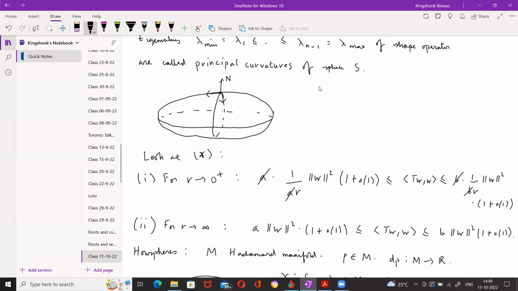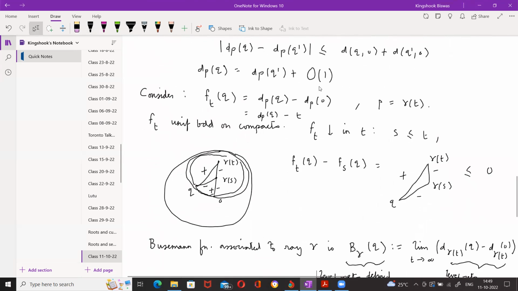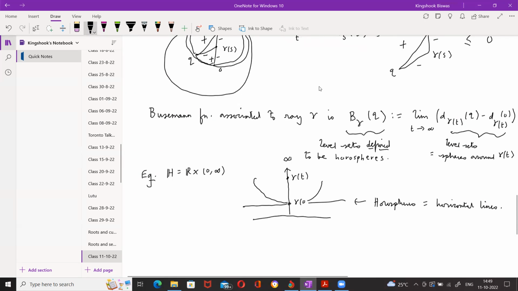That means these functions f sub t converge in C2 norm on compacts to the Busemann function. They actually converge in C2 norm on compacts. All right. So that means the Hessians converge. Okay. So the Hessians converge.